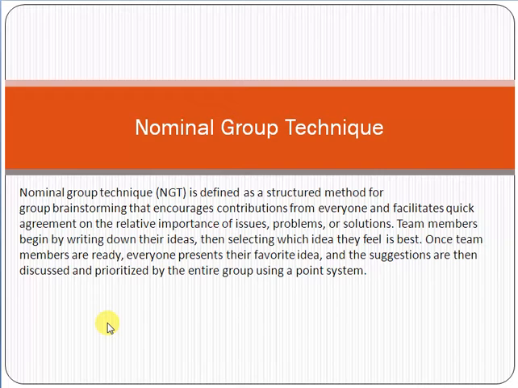Secondly, friends, if you are a professional project manager working in any organization, or managing IT or software projects, then again, it is necessary for you to understand the concept of nominal group technique.